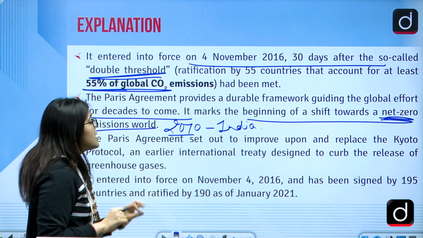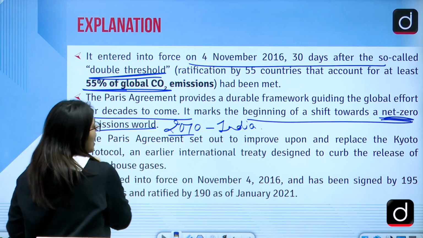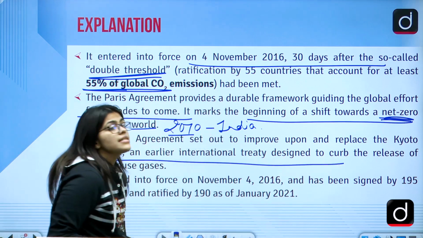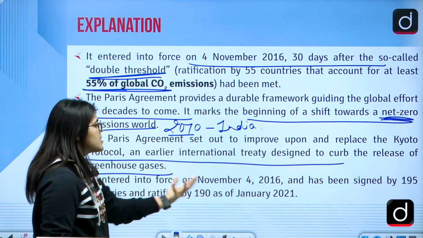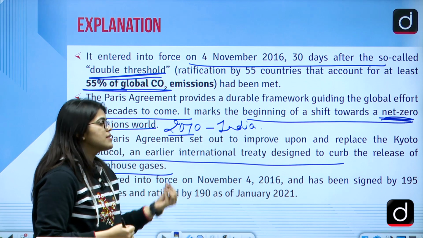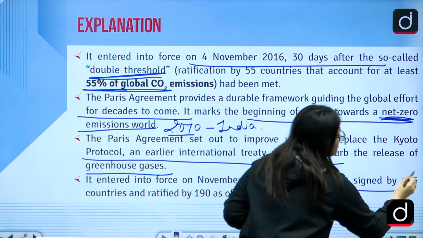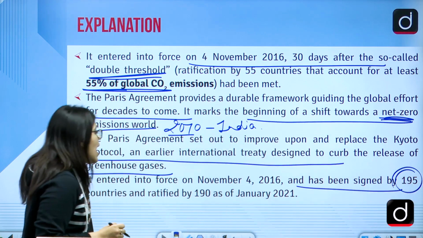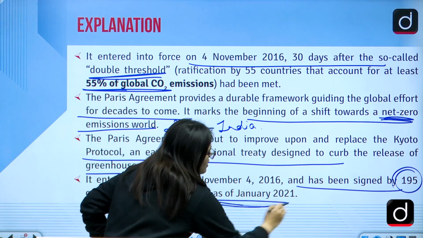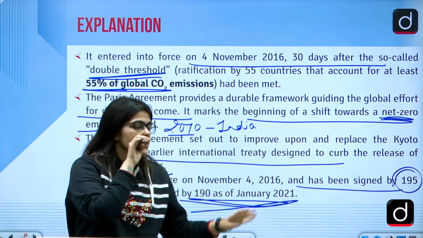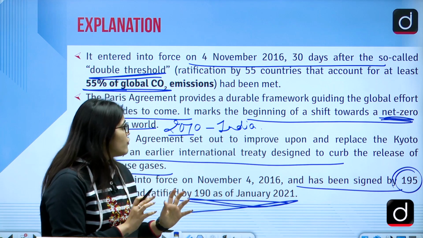The Paris Agreement set out to improve upon and replace the Kyoto Protocol, an earlier international treaty designed to curb the release of greenhouse gases. It entered into force on November 4, 2016. It was signed by 195 countries, another PYQ, and ratified by 190 as of January 2021. So these are the few things that I had for today's class.